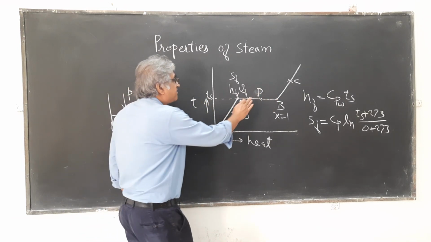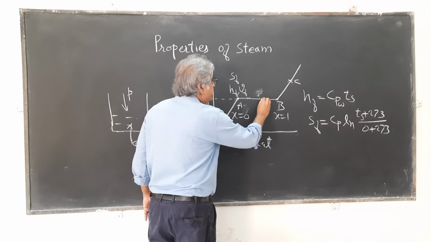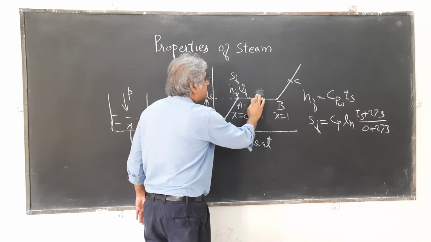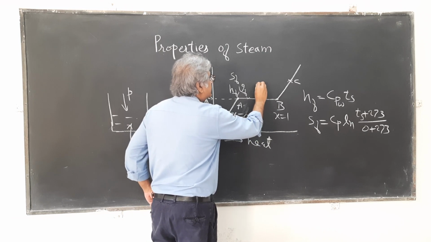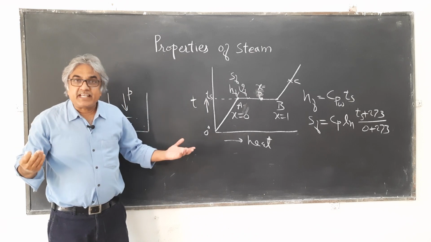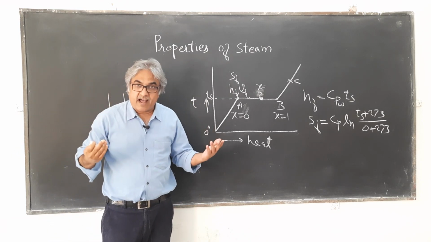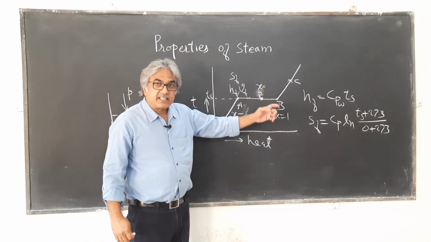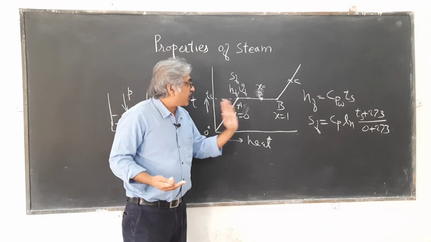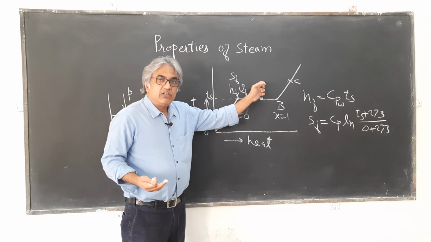So let's say this is point P. At point P the steam is wet and it has dryness fraction x, which could be 0.6. That means it is 60% dry. If x is 0.6, it is 60% dry. So it varies from 0 to 1. Let's say at P the value is x.